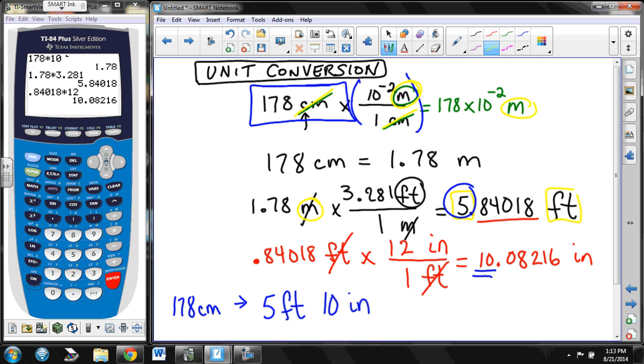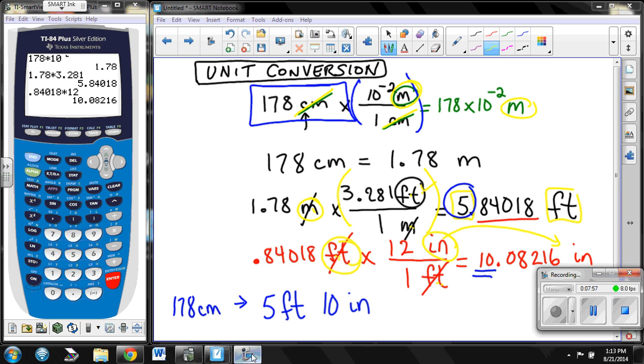We started with meters. We want our answer to be feet, so we have to write a fraction equal to 1 that eliminates meters and gives us feet as our answer. And then we started with feet, and we wanted to change it to inches, so we have to write our conversion factor to divide out the feet and give us the inches that we need. Unit conversion is not supposed to be complicated.